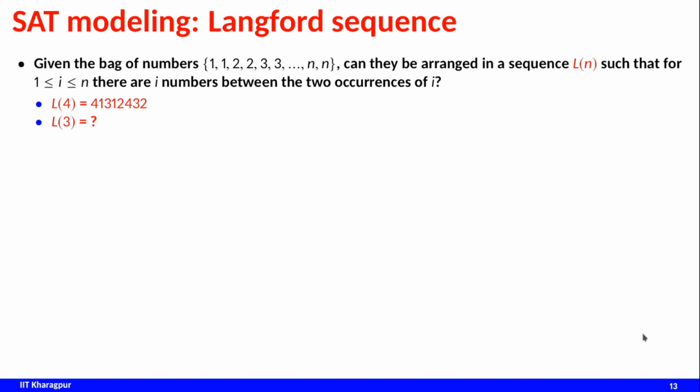there are i numbers between two consecutive occurrences of i. For example, if I choose L4, then if you look into this one, between two 4s there are 4 digits. If you look into 1, there is exactly 1 digit between the two ones. If you look into 3, there are exactly 3 digits between them. So this L4 is an example.